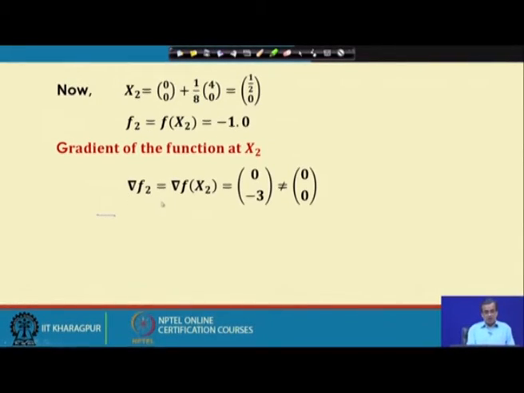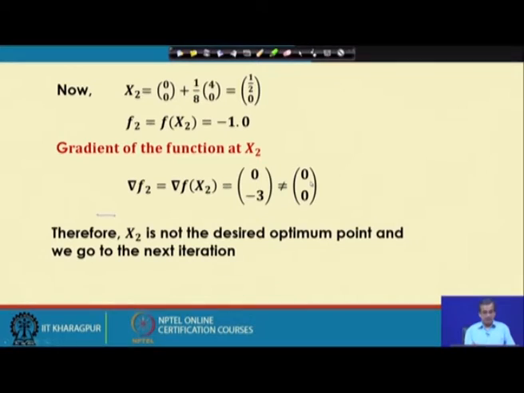Now, delta f 2 is nothing but delta f at X 2, and if I calculate, we will be getting 0, minus 3, which is not equal to 0, 0. So, the termination criterion is not fulfilled. Therefore, we say that x 2 is not the desired optimum point, and we will have to go for the next iterations. Now, this completes one iteration of this particular algorithm. Similarly, we will have to use a number of iterations, and ultimately you will be getting the optimal solution using the steepest descent method.